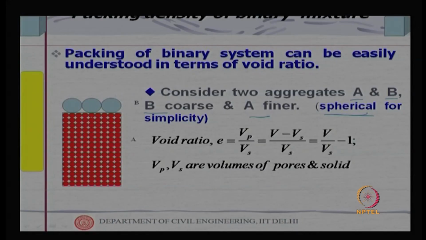What is void ratio? Volume of voids divided by volume of solid, or volume of pores divided by volume of solid. So, we define void ratio as volume of pores divided by volume of solid, which is V minus Vs, where V is the total volume, divided by Vs. So, we can write void ratio as V divided by volume of solid minus 1, right. So, this is what we can write for void ratio, and let us see how it would change.